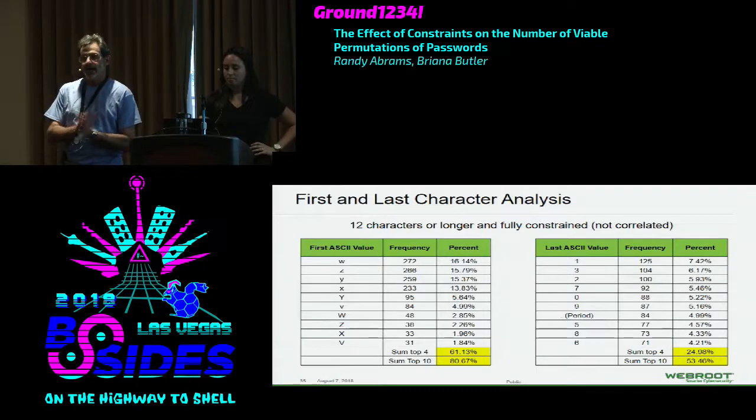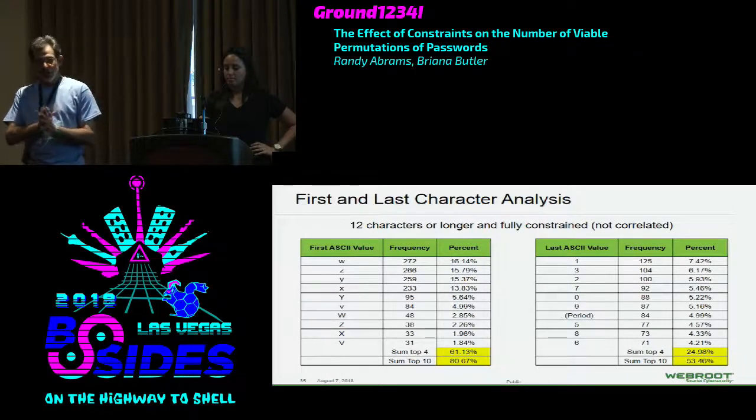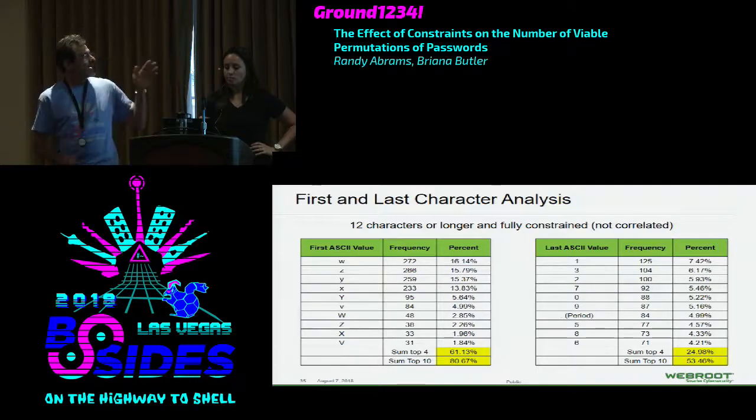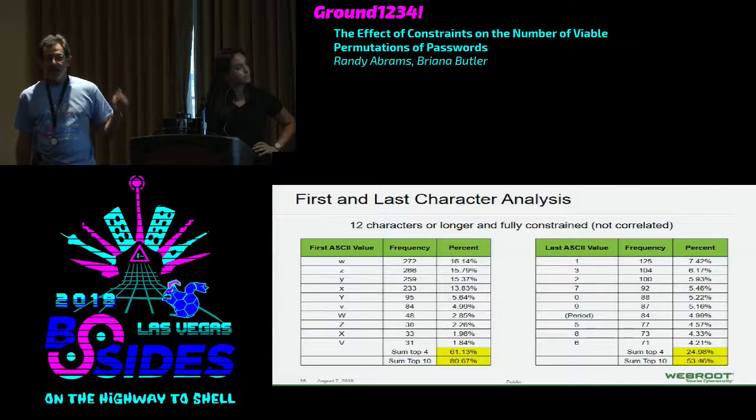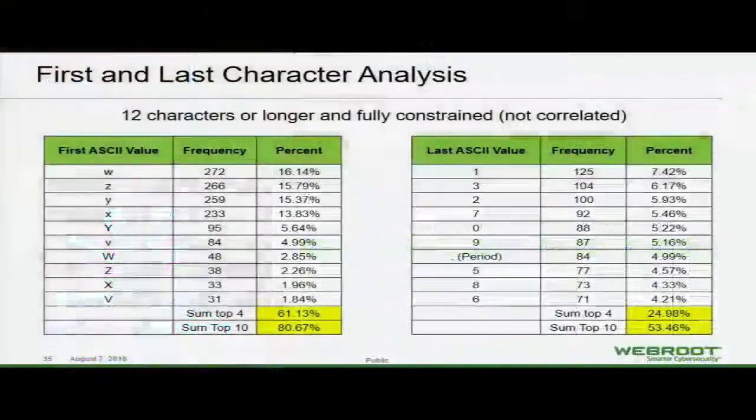So the first ASCII value in these longer passwords, I wondered how predictable is that? And it's pretty surprising that the first 4 of the top 10 first characters used account for 61% of those longer passwords in the password dump. And in fact, the top 10 account for 80%. And it's like, that can probably be used to aid a probability attack.